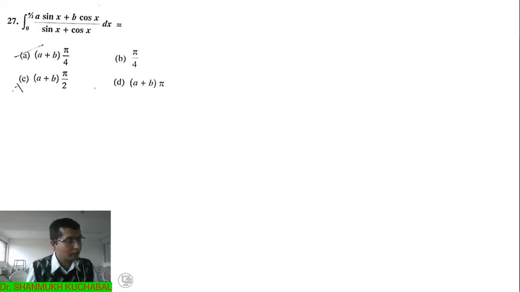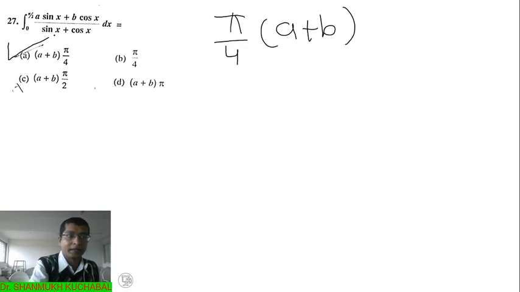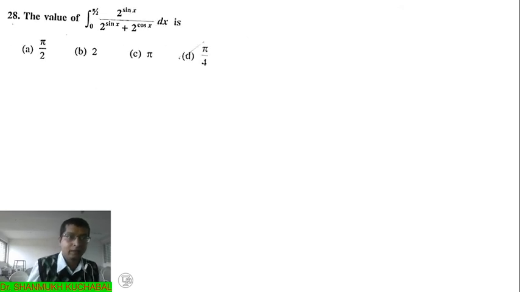We'll move to the next example. Example number 27: integration 0 to pi by 2 of a sin x plus b cos x divided by sin x plus cos x. It is one standard formula, so its integral value is pi by 4 times a plus b. So option A, pi by 4 times a plus b, is the right answer. Okay, we'll move to our next example.